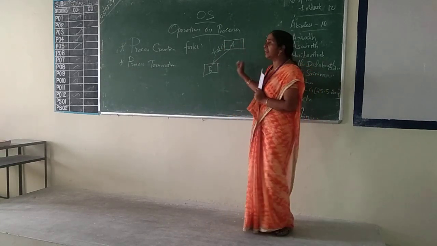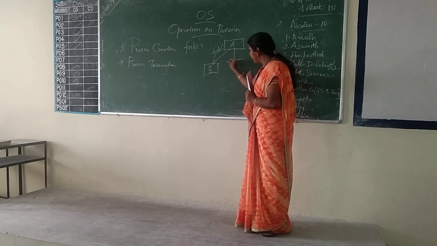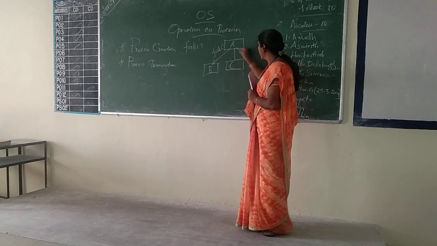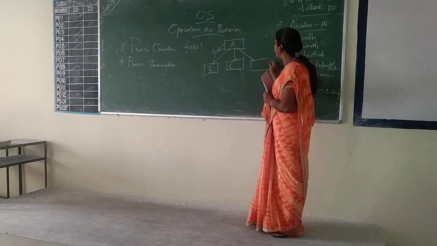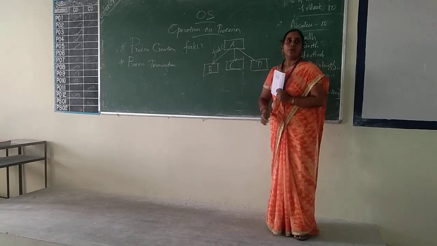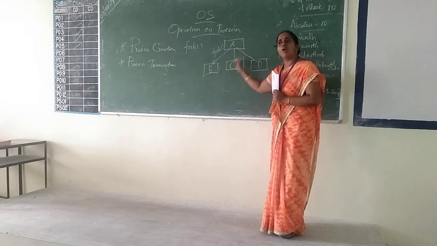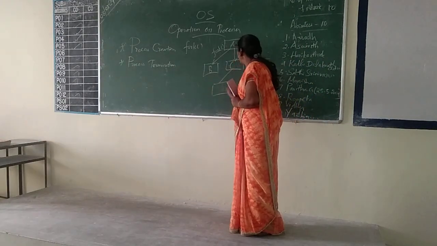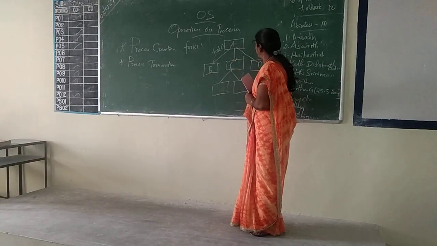And one parent can create n number of children. One parent can create n number of child processes. And this child can also create some other processes. A child can also create a number of children.